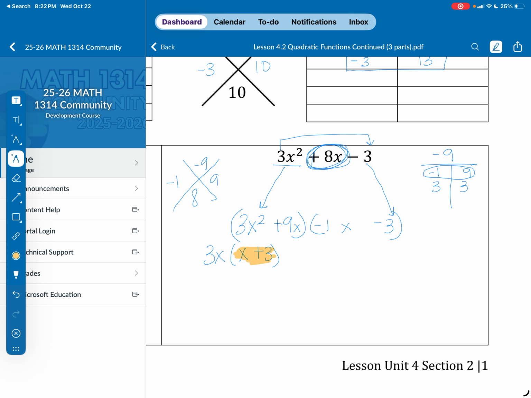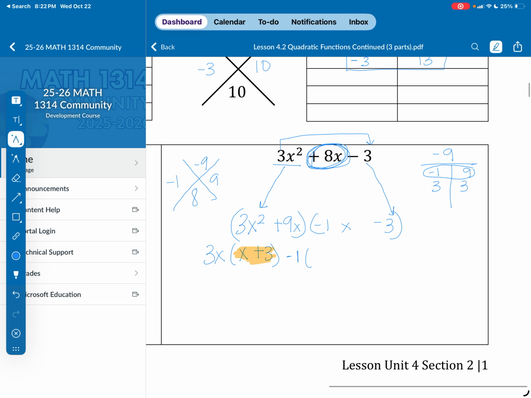Oops. So I know that I need this negative 1x to be a positive 1. So I'm going to pull out a negative 1. Because negative 1x divided by negative 1 gives me positive x. And negative 3 divided by negative 1 gives you positive 3.